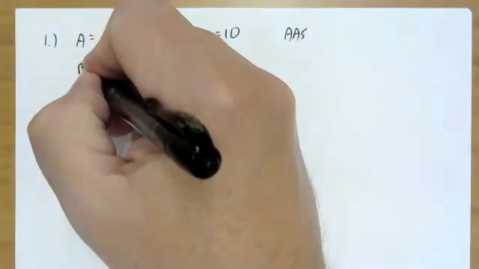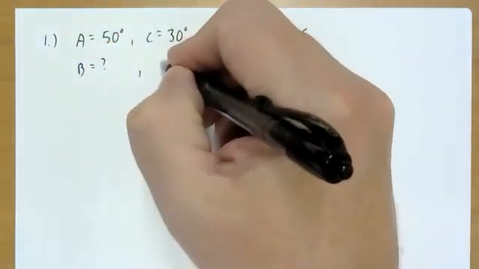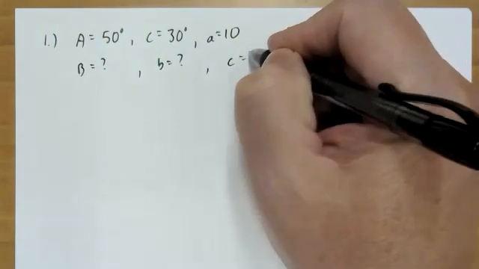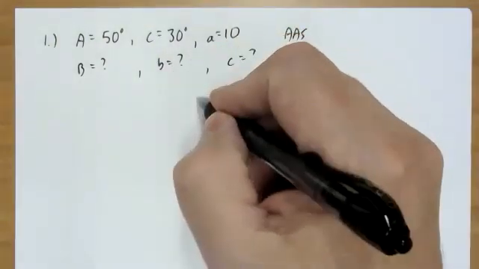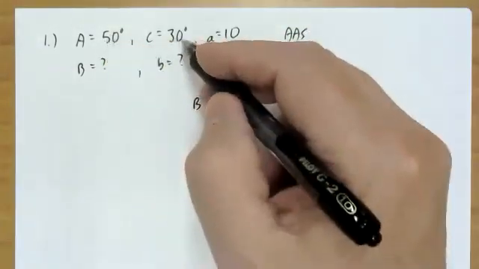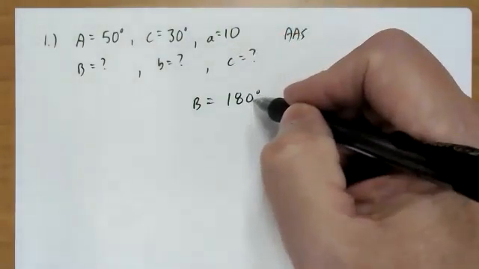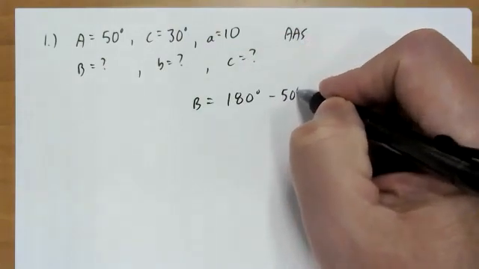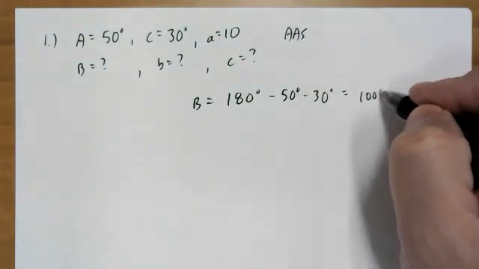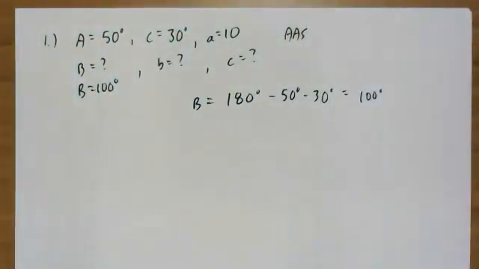So I need to know angle B. I need to know side B. And I need to know side C. First thing I'll do, I can determine angle B. Since I know angle A and angle C, the 3 angles of a triangle have to equal 180. So angle B is going to be 180 minus angle A, which is 50 degrees, minus angle C, which is 30 degrees. Looks like angle B is 100 degrees.